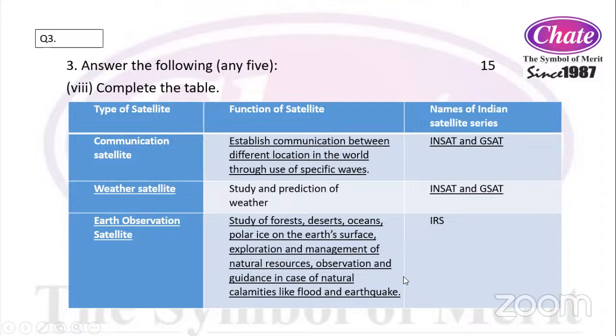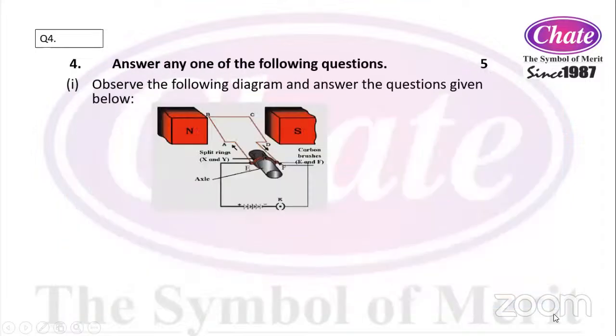Now we are going to see the next, that is the last question. In this question, observe the following diagram and answer the questions given below. So this is the diagram you can see here, and in this diagram you have to first identify the given diagram.